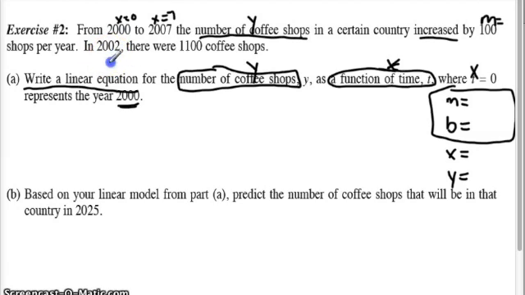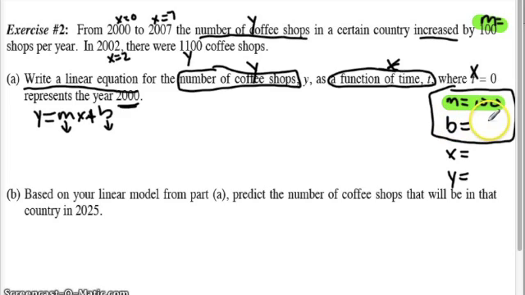In 2002, x equals 2, there were 1,100 coffee shops. 1,100 coffee shops is y, the number of coffee shops. They asked us to write an equation of the line. So y equals mx plus b, where we have to fill in an m and a b. We have an m value, and there's my m, so I'm going to put 100 in for that.